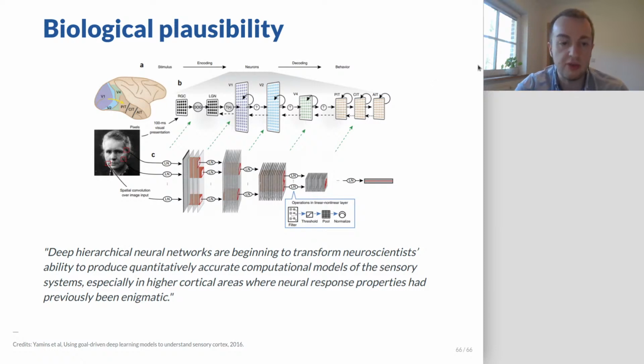This is a picture from a paper that appeared, I think, in Nature a few years ago. But I think this quote is quite interesting. Deep hierarchical neural networks are beginning to transform neuroscientists' ability to produce quantitatively accurate computational models of the sensory systems, especially in higher cortical areas where neural response properties had previously been enigmatic. And so I think it is interesting to note that there is this inversion now.